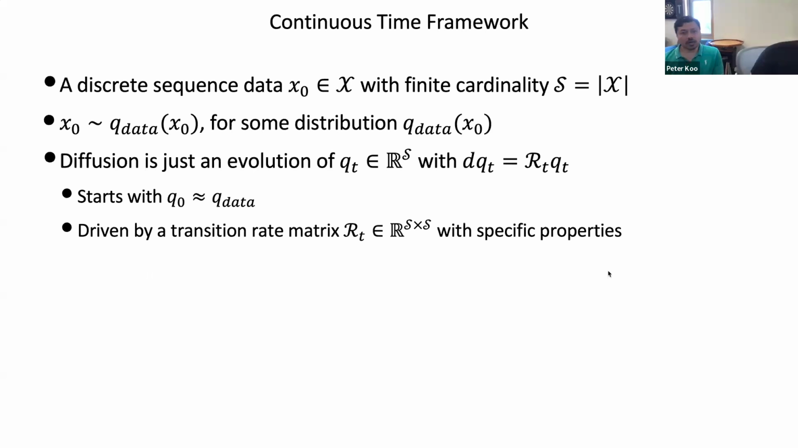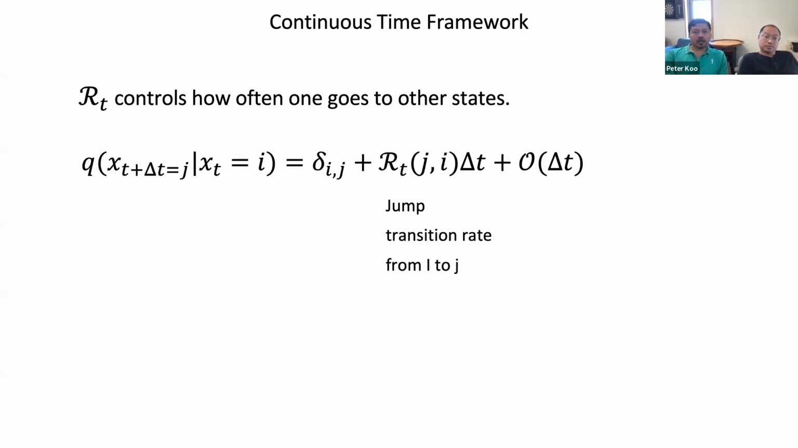Okay. So given discrete sequence data X following distribution Q with finite cardinality S, diffusion is just an evolution of Qt given by the ordinary differential equation dQt equals RtQt, which is driven by a transition rate matrix Rt with time steps t. And we'll see more about this transition rate matrix Rt later. This transition rate matrix Rt controls how often one state goes to other states, and the transitions are given by this equation here for a small Euler step delta t.